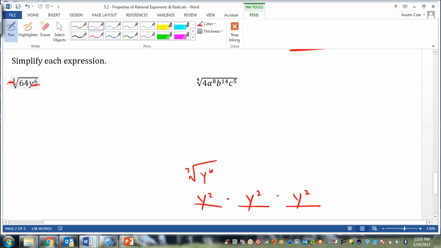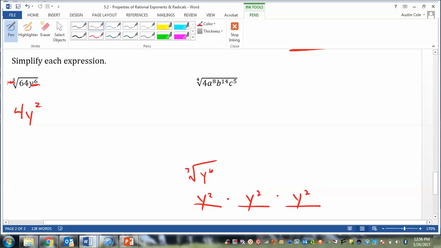So this final answer: the cube root of 64 is 4. The cube root of y to the 6th is y squared. And that'd be the answer. So you would just divide those two. Essentially, yes, you are dividing, like you divide the 6 of the y by 3. Yes, okay?